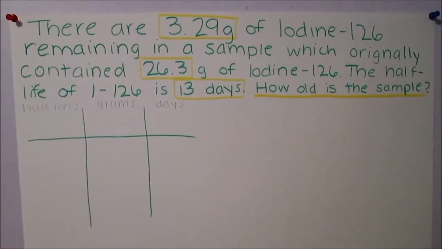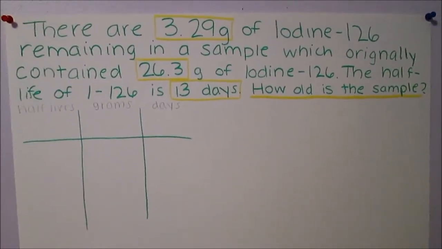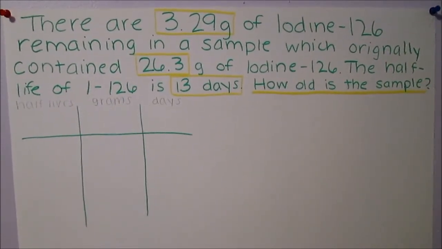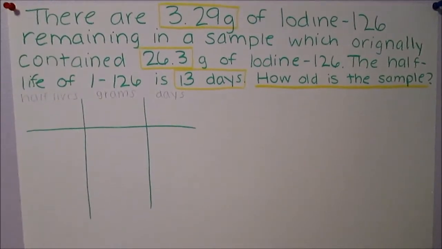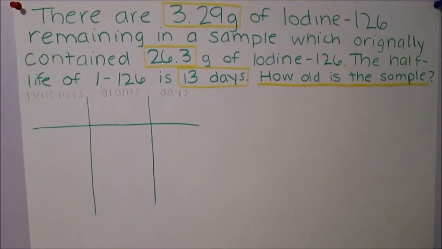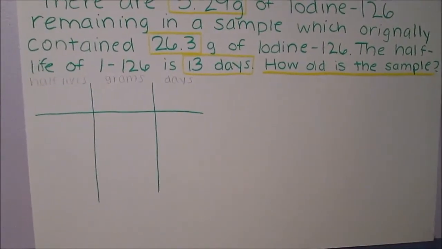The problem says there are 3.29 grams of iodine-126 remaining in a sample which originally contained 26.3 grams of iodine-126. The half-life of I-126 is 13 days. How old is the original sample?